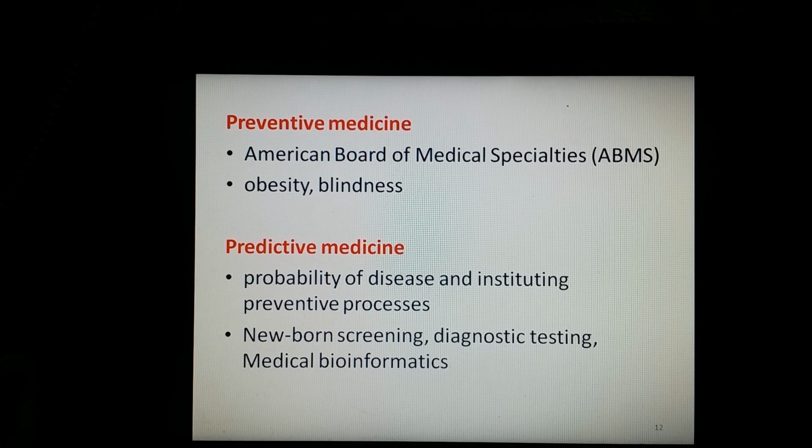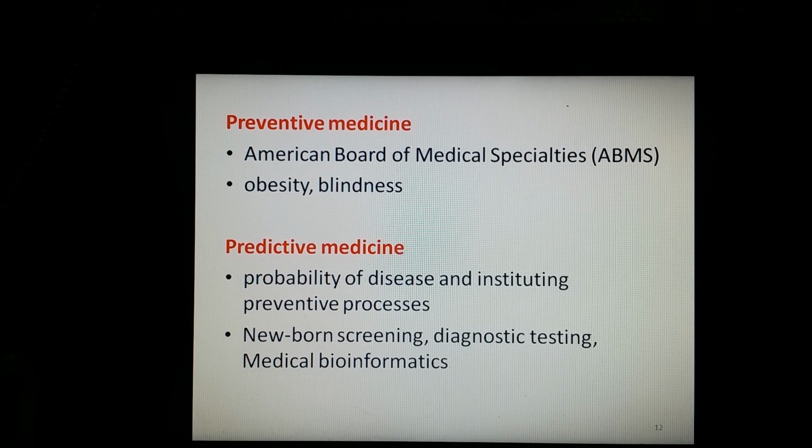Then another application is production of preventive medicine. Preventive medicine is practiced by all physicians to keep their patients healthy, and it is also a unique medical subject that is affiliated with the American Board of Medical Specialties, ABMS. Preventive medicine focuses on the health of individual communities and defined populations. It is also helpful for the treatment of obesity and blindness. So this is how preventive medicine is useful.